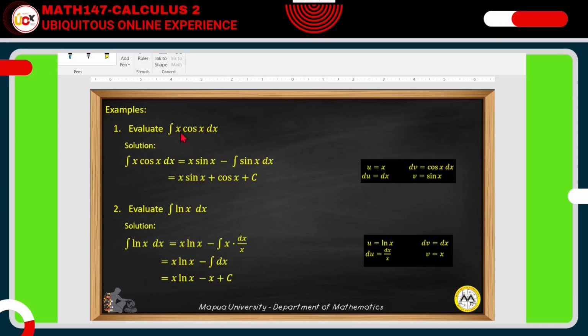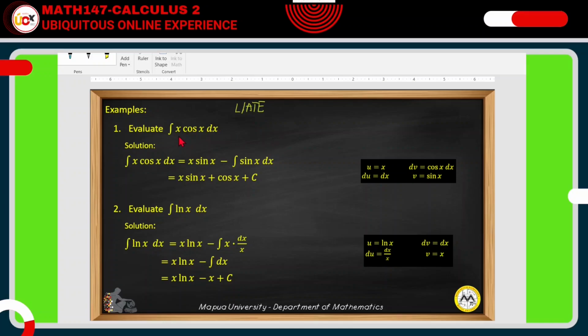Okay, to apply integration by parts, let's have the following example. Number 1, evaluate the integral of x cosine x dx. As you can see, because the integrand is a product of an algebraic and a trigonometric function, this can be integrated using integration by parts. To choose u and dv, we follow the acronym LIATE, where L stands for logarithmic, I for inverse trigonometric, A for algebraic, T for trigonometric, and E for exponential function.